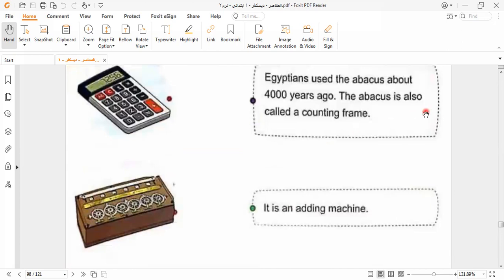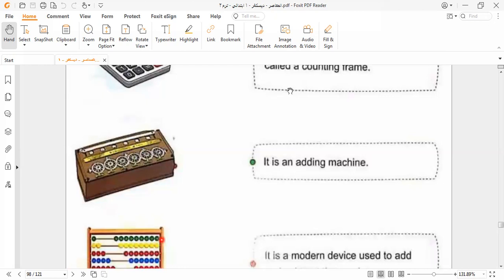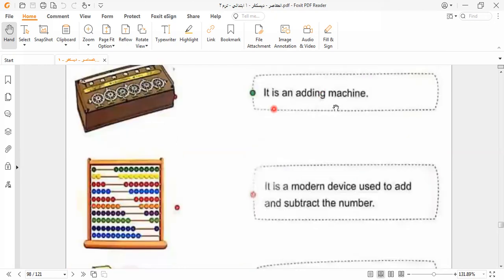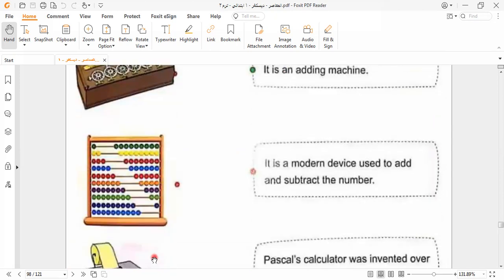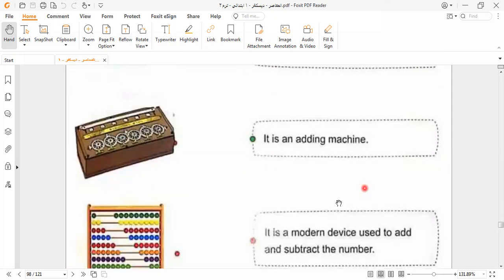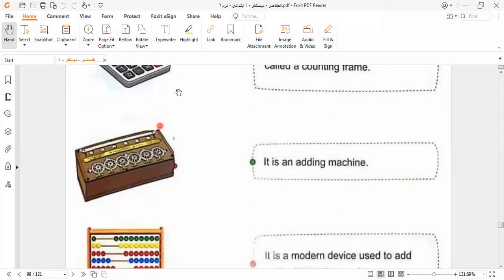The abacus is also called a counting frame. It is an adding machine, this one by this one. The last one is a modern device used for addition and subtraction. All of us know it: it is the calculator.